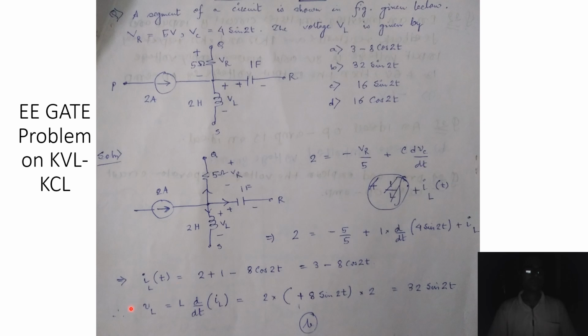And then the next step is pretty easy. We know that the voltage drop across an inductor is given by L d/dt of the current through the inductor, and the inductor current we have already derived to be 3 minus 8 cosine 2t. So this results in the final value of VL being equal to 32 sine of 2t. So for this question, option B is the correct answer.